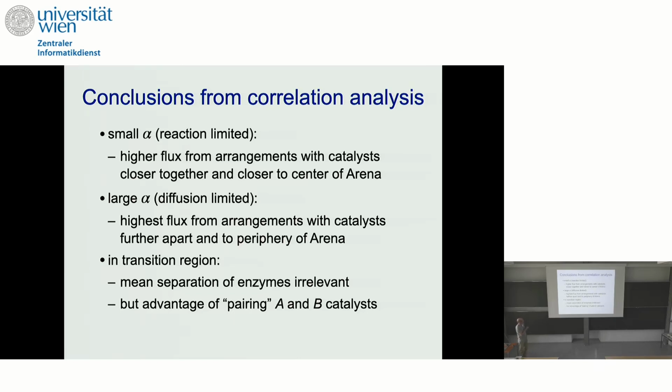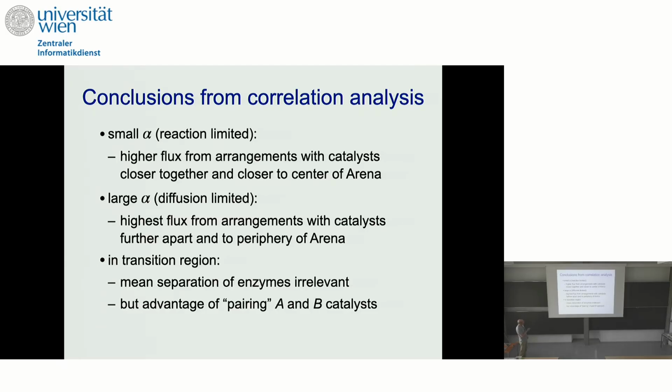Main lesson is that there are two regimes. If the reaction rate constant, this effective dimensionless number, is small, which means that we are in the reaction limited case, the total flux is really limited not by the transport but by the reaction. And then in that case, you get a higher flux from arrangements where the catalysts are closer together and closer to the center of the arena. So the arena is the circular geometry where we put them.